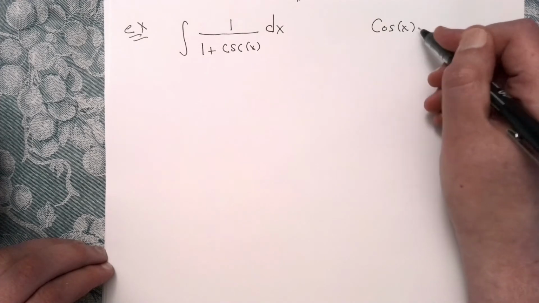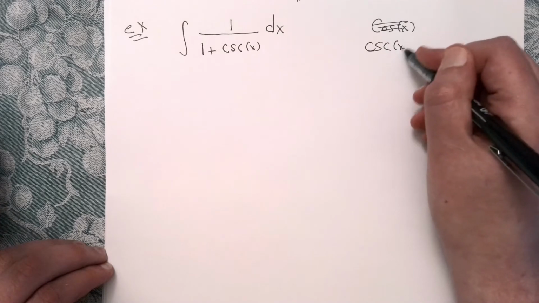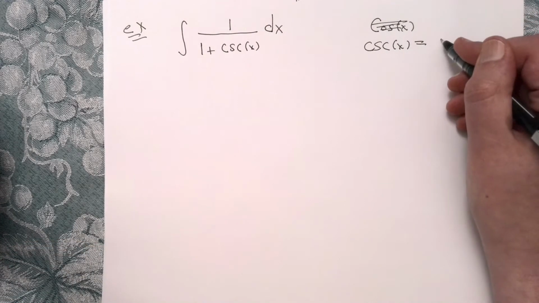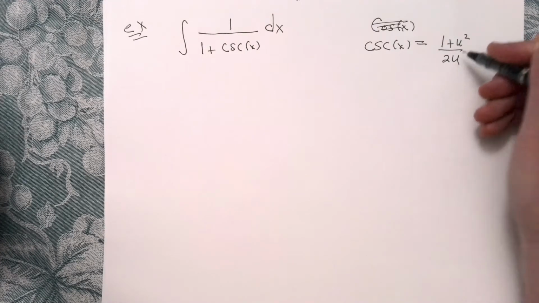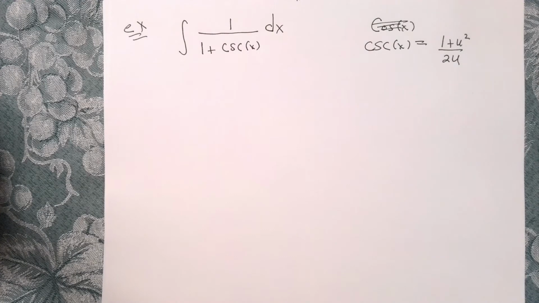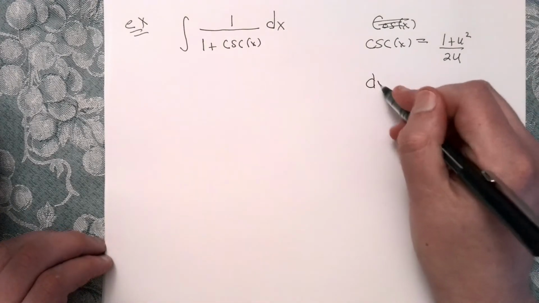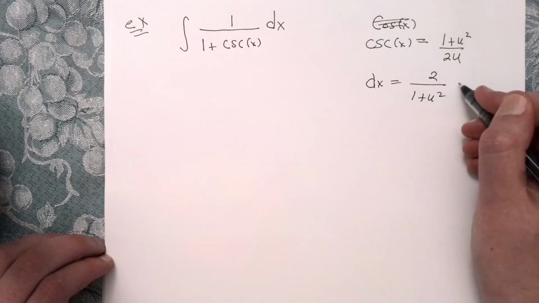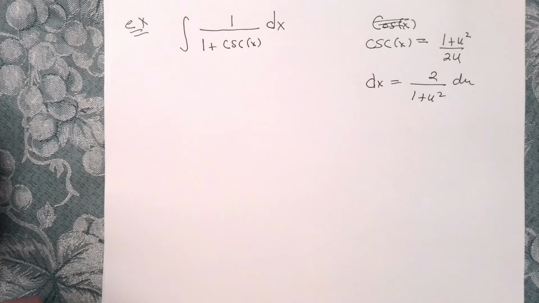And so remember that, not cosine, cosecant. Cosecant. So this was the flip of sine, right? So this was 1 plus u squared over 2u. So that seems pretty nice. Be nice to also replace this dx. And so dx is equal to 2 over 1 plus u squared du. Okay, so let's see what we can do here.